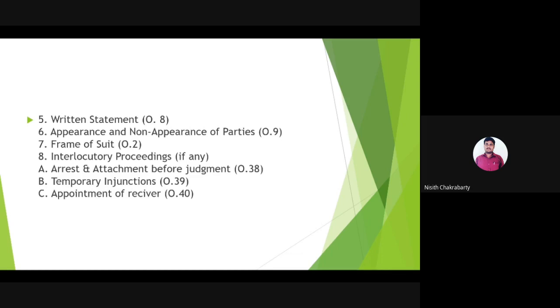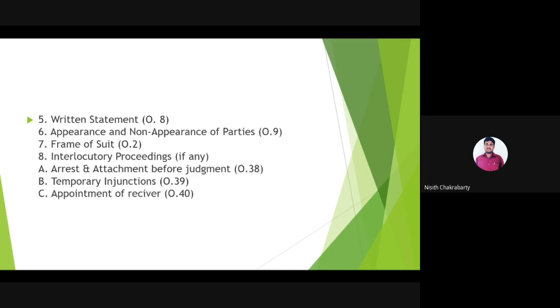Then we will read Order 9, that is appearance and non-appearance of parties. If someone did not appear, or did not file a written statement, then what will be the consequence? We had studied Order 9, that appearance is required. If non-appearance, then what can be the action, that we will read in Order 9. So for that, ex parte decree and any other action, all of that we will study.